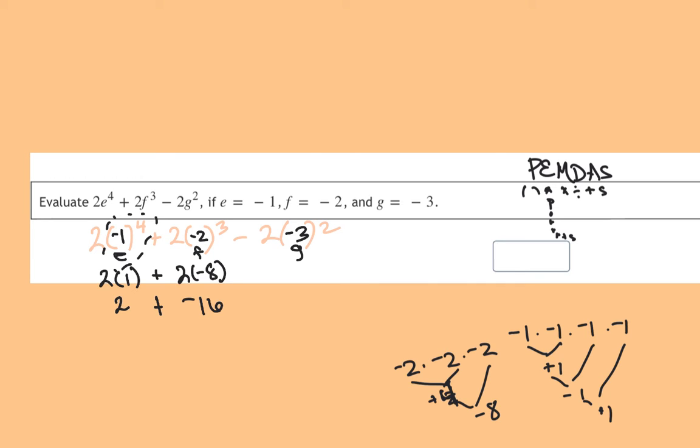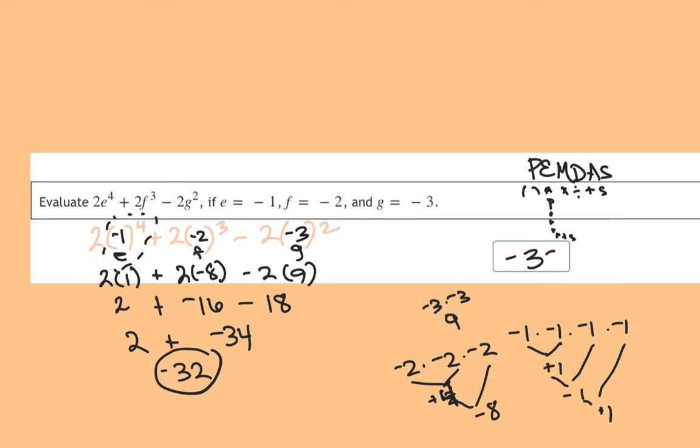And then lastly, we have -3 times -3, which is going to give us a positive 9. And so we have a -2 times a positive 9, which is going to give us a -18. Okay? -16 and a -18 is a -34, and 2 plus a -34 is a -32. So our answer is a -32.